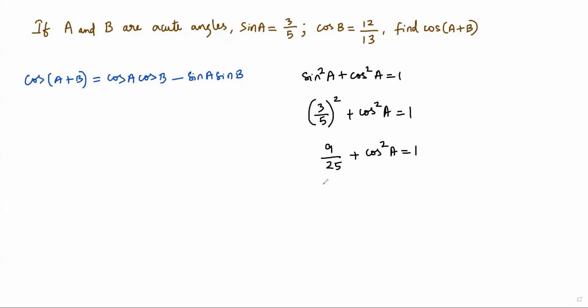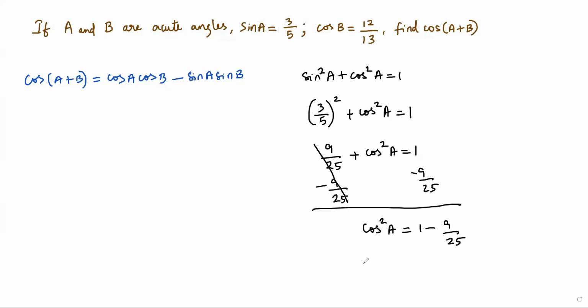Okay, my aim is to solve for cosine A. So I have to isolate cosine A. That is, I have to get rid of all the values around the cosine A. So first, let's try to get rid of this 9 over 25. For that, I subtract 9 over 25 from both sides. When I do so, the positive 9 over 25 and negative 9 over 25 will cancel out. I'm getting cosine square A is equal to 1 minus 9 over 25.